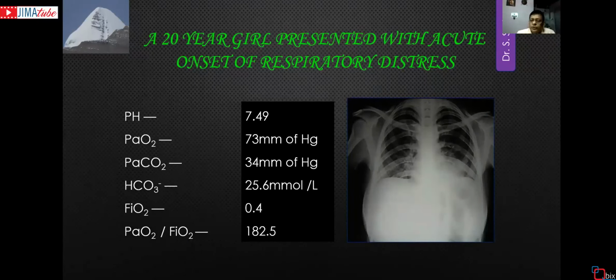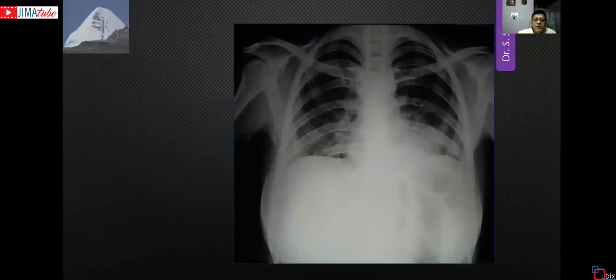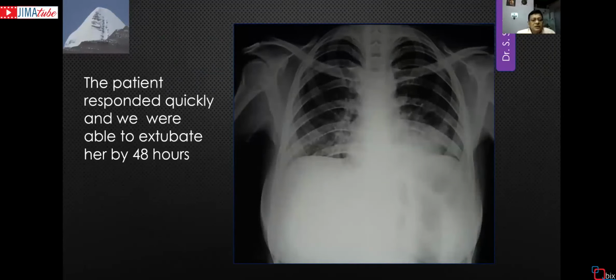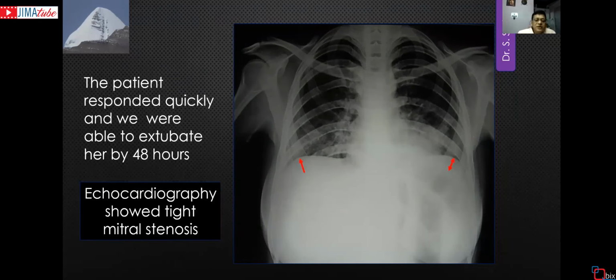And we put her on mechanical ventilation. But we could extubate her by 48 hours. That made us think, in ARDS, that is not possible. And if we carefully look at the X-ray, there is bilateral pleural effusion. So echocardiography was done, and that shows tight mitral stenosis. This pulmonary edema may be a combination of both factors.